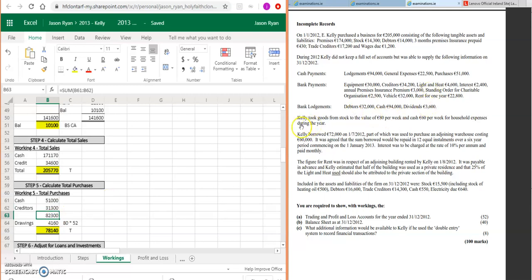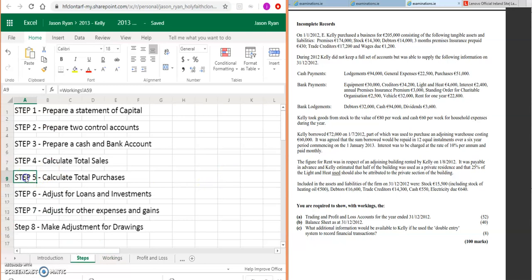Drawings then, so always have a look to see if he takes any of the stock for personal use. It takes €80 per week of stock, so 80 by 52 into your drawings, which is 4,160. So that's going to reduce your total purchases to 78,140.